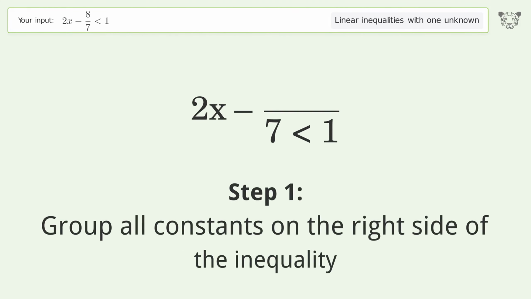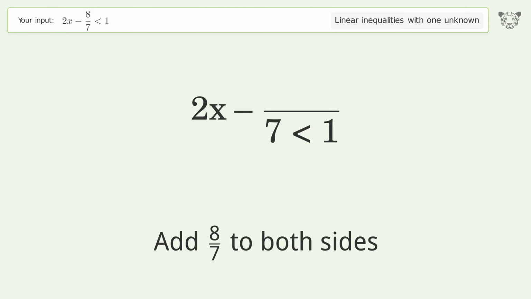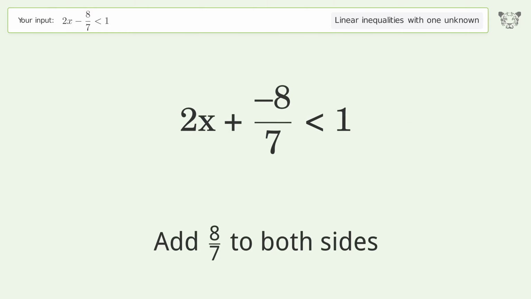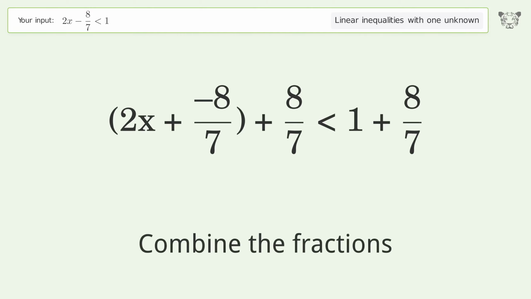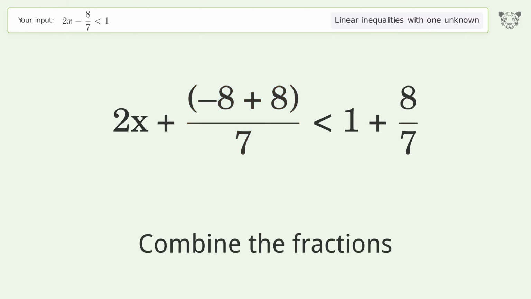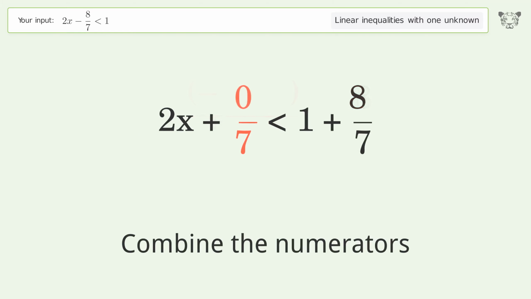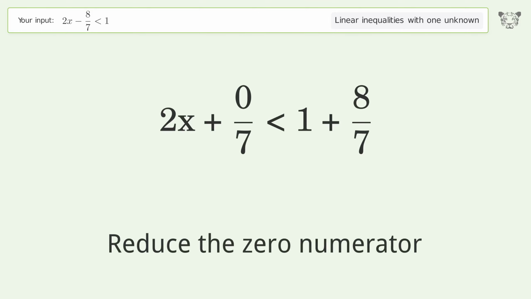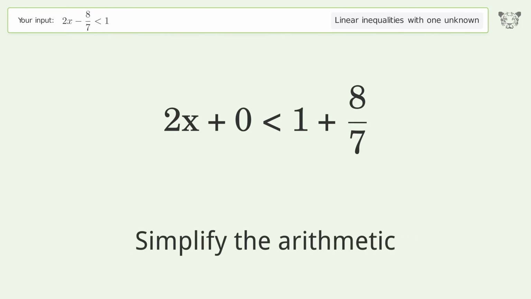Group all constants on the right side of the inequality. Add 8 over 7 to both sides. Combine the fractions. Combine the numerators. Reduce the zero numerator. Simplify the arithmetic.